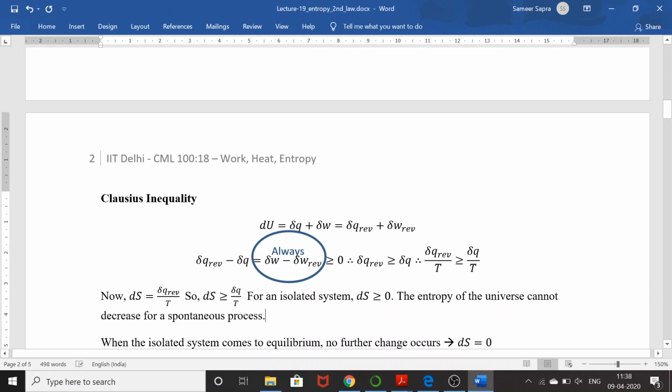And this is true for an isolated system. Yes, we are talking of one system. For an isolated system, dS is greater than or equal to 0, because for an isolated system I will not be able to exchange any heat with anything, since it's isolated. So once it's isolated, dS is greater than or equal to 0. And if you think of the universe, then it's an isolated system. So the entropy of the universe is always increasing.